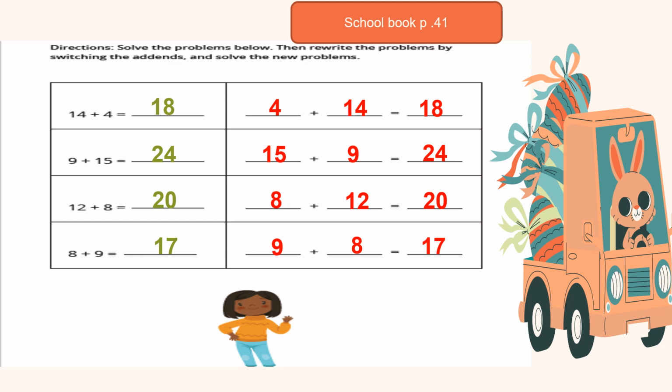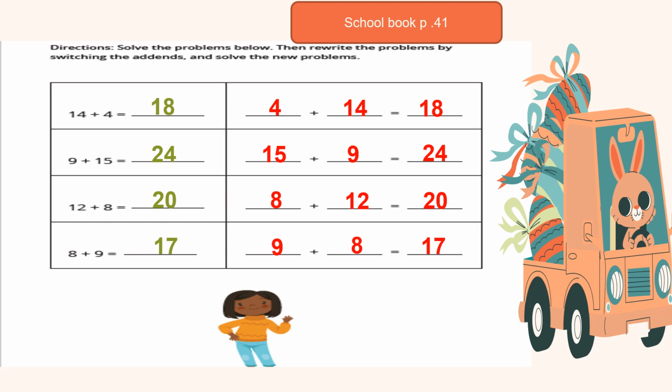Now open page 44. Solve the problems below, then rewrite the problems by switching the addends and solve the new problems. 14 plus 4. How can we solve 14 plus 4? We can use the doubles mental strategy. 4 plus 4, yes, 8. So 8 plus 10, excellent, 18. Now we will switch addends. So 4 plus 14 equals also 18.